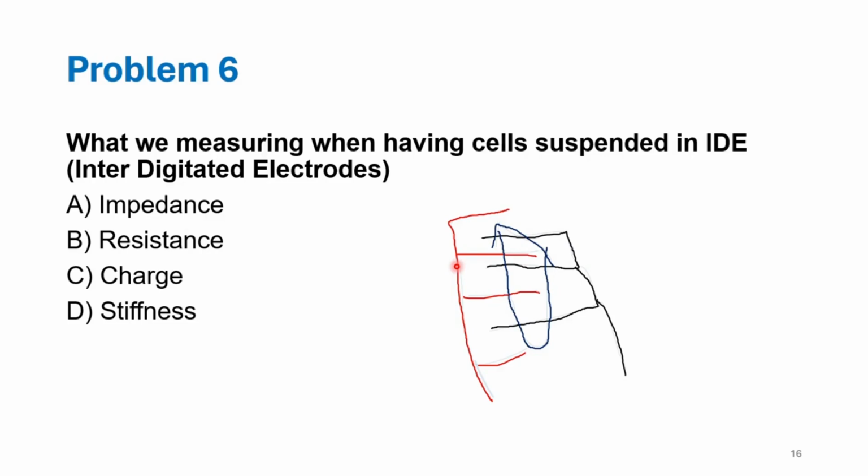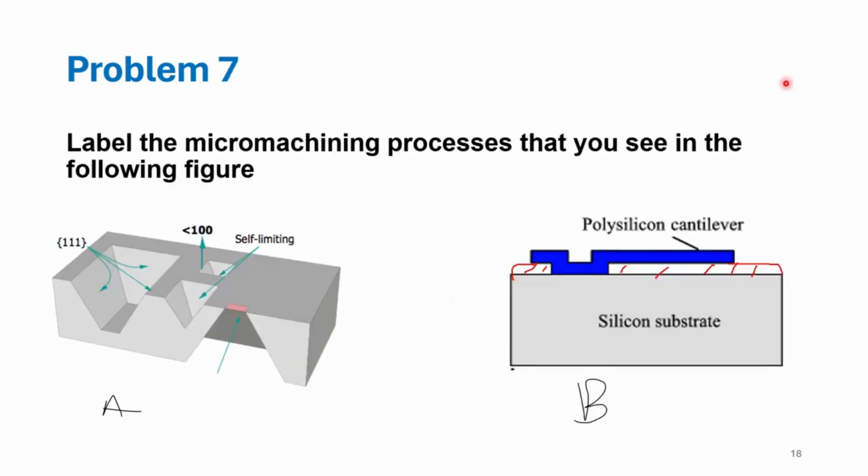But when we have some cells suspended in an analyte between the two IDEs, we'll have some sort of conductive path. That conductive path will not just have resistance, it will have some reactance terms as well. So what we measure is impedance, not the resistance. Okay, so any doubts? Move on to the next problem.